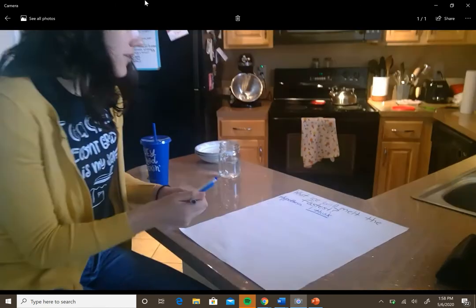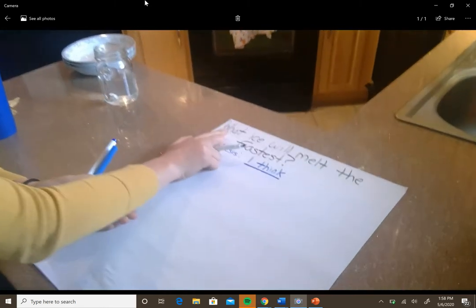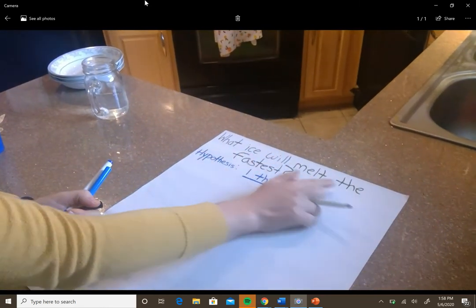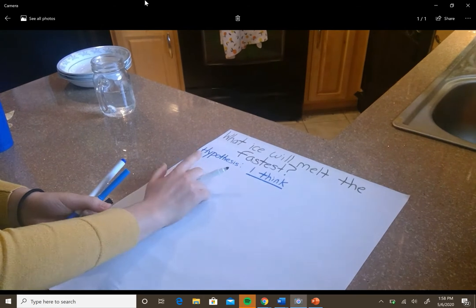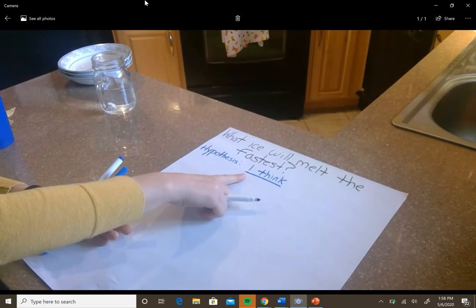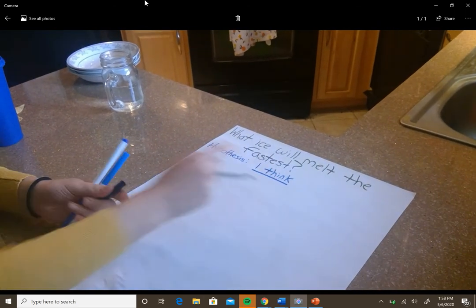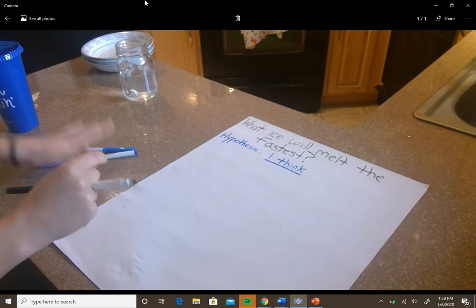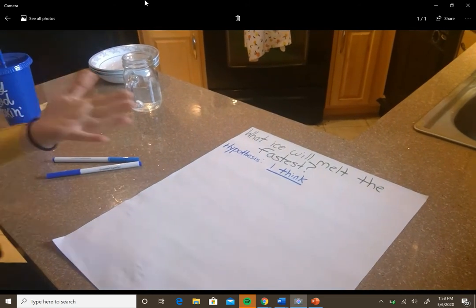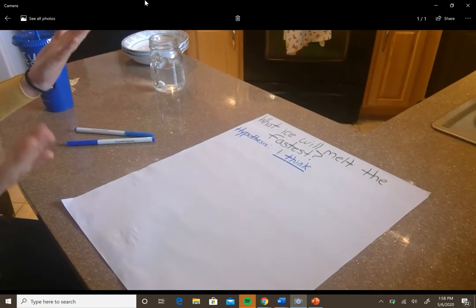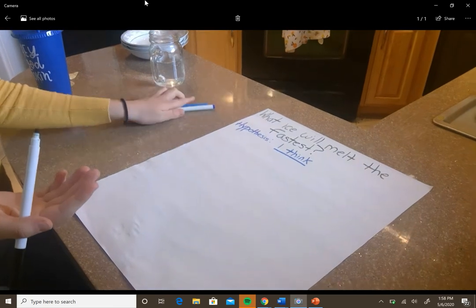So at the top of my paper, I wrote my question, which is what ice will melt the fastest? My hypothesis, you want to make sure you start out with a sentence frame, I think, and you want to choose whatever you think may happen. There's no right or wrong answer to a hypothesis. We are doing the experiment to prove it wrong.